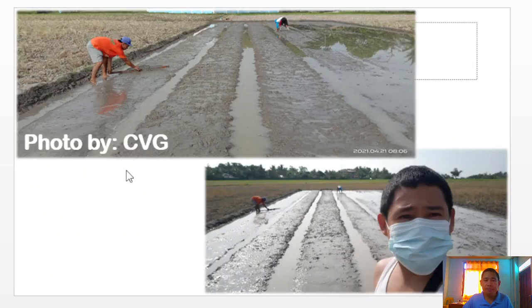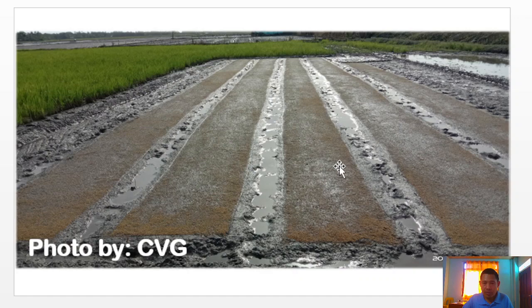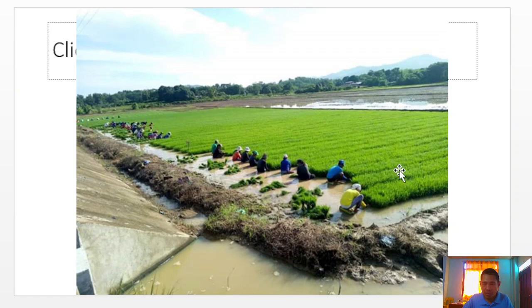So this is an example of a wet seedbed. The area should be well prepared using a two-wheel tractor, a hand tractor, or a power tiller, or a four-wheel tractor. So here are the field, the seedbeds with the seeds, and the seedbeds with rice seedlings. The workers here are uprooting the seedlings.